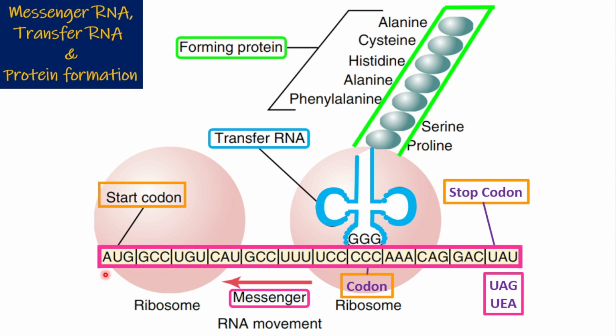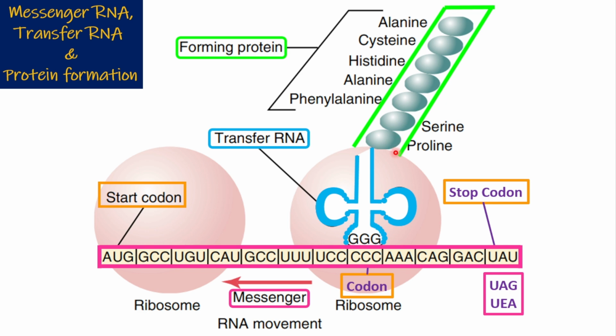For instance, AUG will make alanine, then GCC will make cysteine, then UGU will make histidine, and they all will be attached in the form of a chain. And when the turn comes of this CCC, then this transfer RNA will bring the proline, and the proline will be added to the sequence of amino acids and the protein is formed.